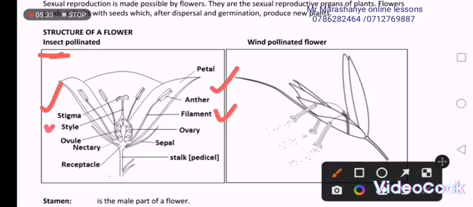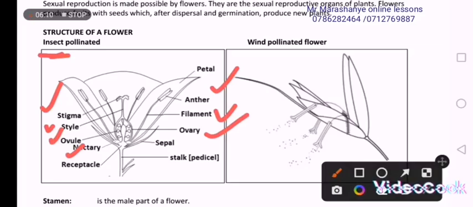Then the style is there to hold or support the stigma. The purpose of this ovule is to develop into seed after fertilization. And the purpose of this ovary is to develop into fruit after fertilization. The nectar is food for insects. I think these are the important parts of a flower whose functions you need to know.